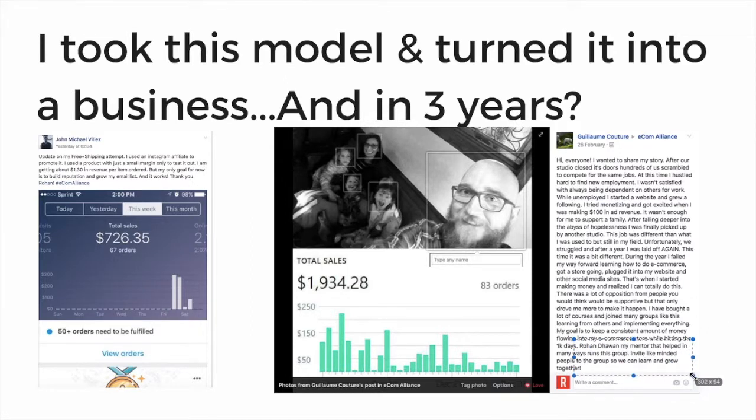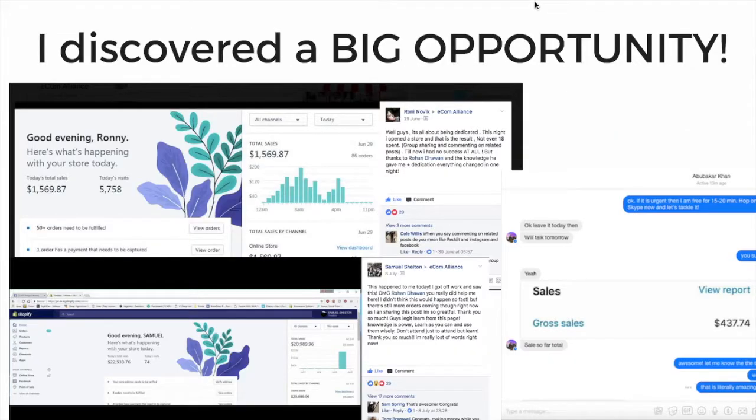As you can see, he says, Rohan Dhawan, my mentor, helped me in many ways run this group. Invite like-minded people to join this group and learn and grow together. So as you can see, with the help of my learning and my skills, other people were able to help their family and themselves. The next thing that started happening was more people started getting results.